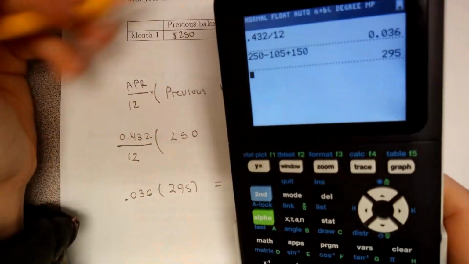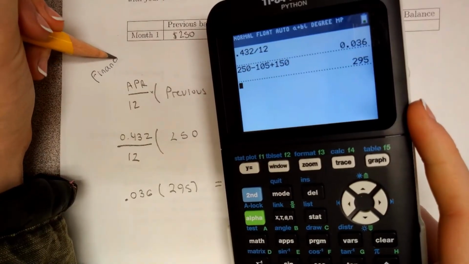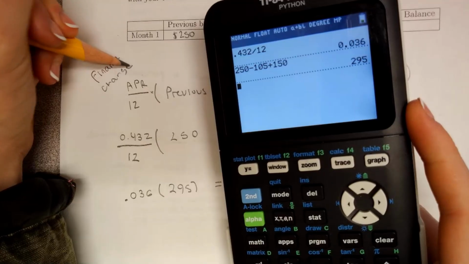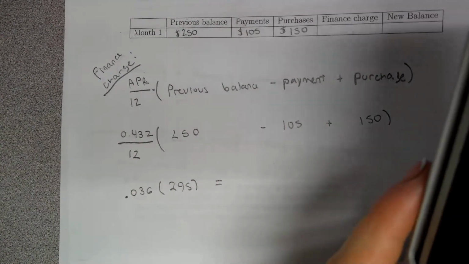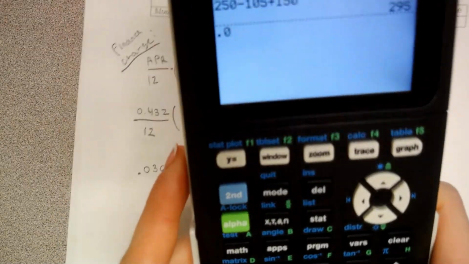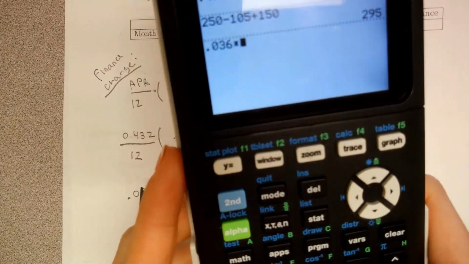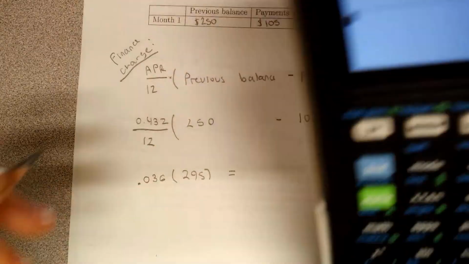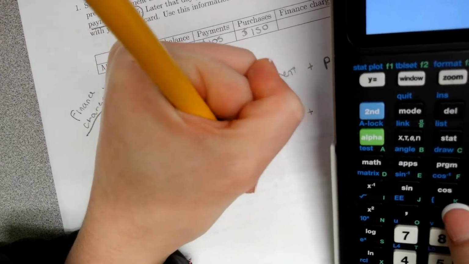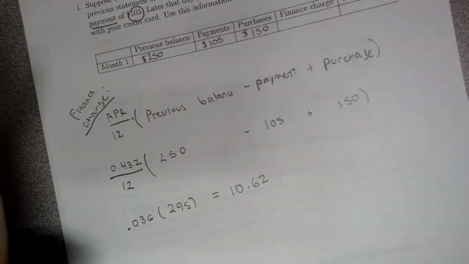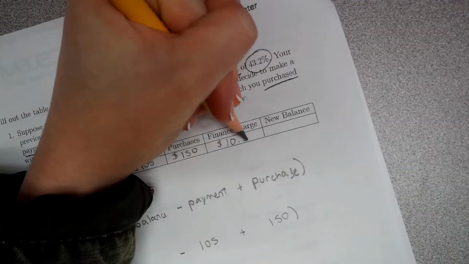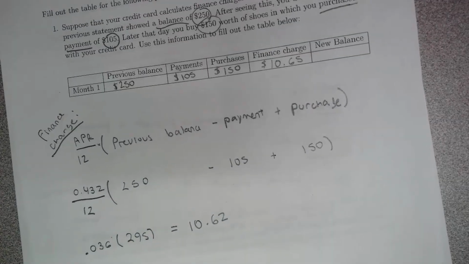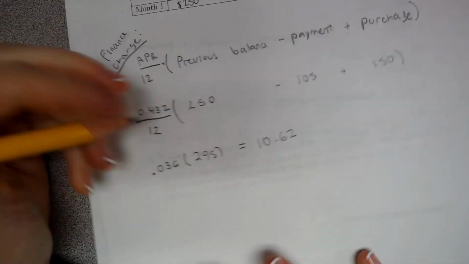Okay, so I'll just do it the old-fashioned way. 0.036 times 295. So he's charged an extra $10.62. It's not an incredible amount of money, and clearly he's willing to pay it. But it kind of sucks that he's paying extra money just because. But that's his choice.